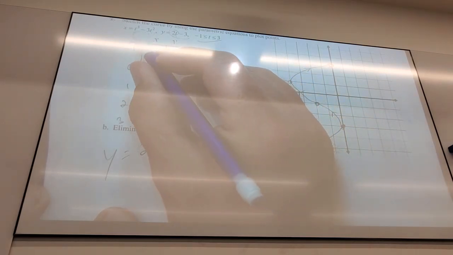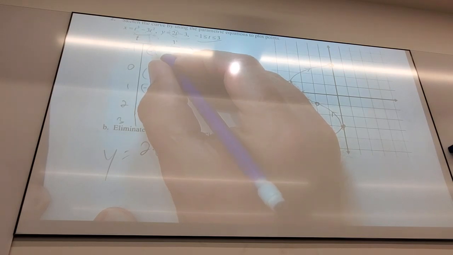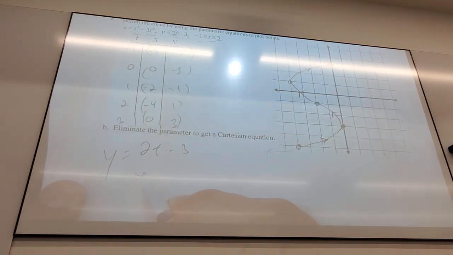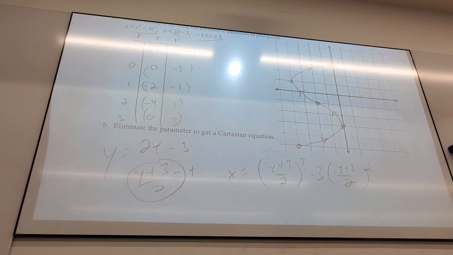I don't want to try to solve this for t. That would be really bad. It would look totally disgusting. So instead I'm going to solve it here. So I add 3 and divide by 2. Now this whole thing I could throw in here. Don't worry about foiling that out.